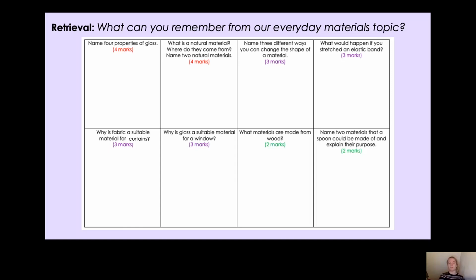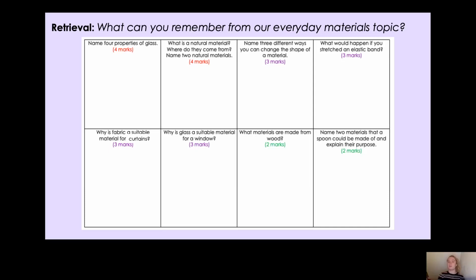So the first question, name 4 properties of glass. So 4 marks, 1 mark for each property. Then the second, what is a material and where do they come from? So they're your first 2 marks, 1 mark for each correct answer. And then name 2 natural materials. So there are your other 2 marks if you name 2 natural materials. Now the next one, name 3 different ways you can change the shape of a material. So there you go, 3 different ways, 1 mark for each.